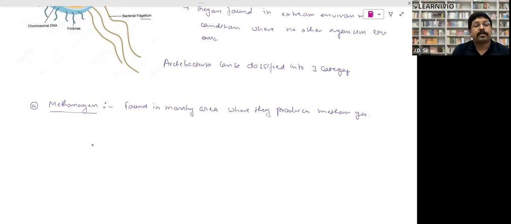But yes, archaebacteria themselves produce it. And one more important thing, they are also found in the gut of cattle. Next, another one, they are called halophiles, right? Halo means salt. Methano means methane. Halo means salt. Halophiles.